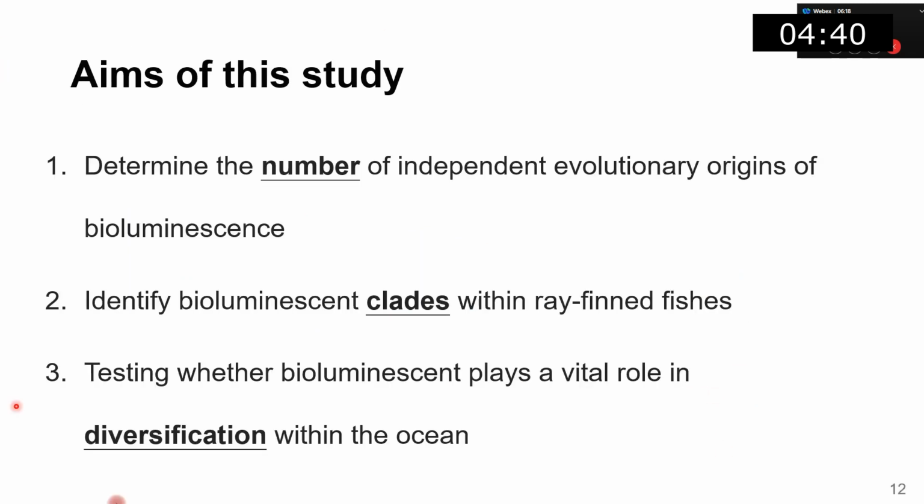And the third aim of the study is to test whether bioluminescence plays a vital role in diversification within the ocean.